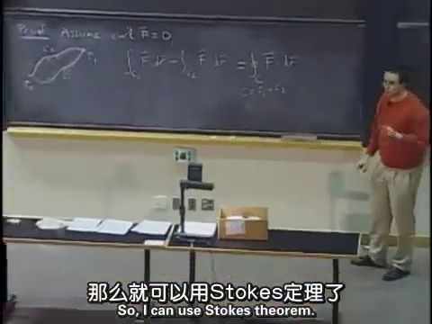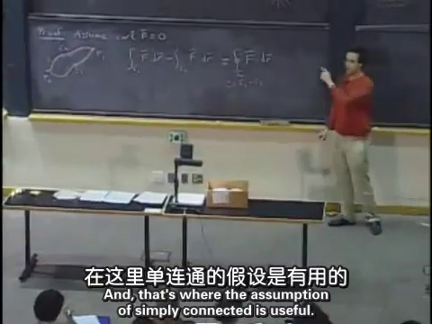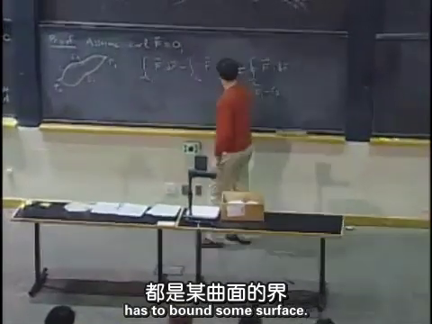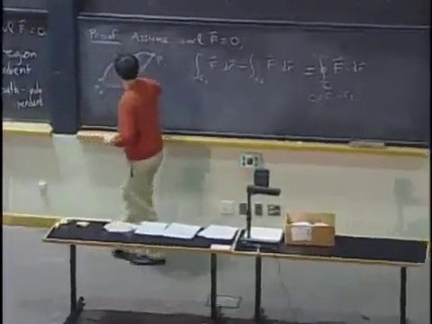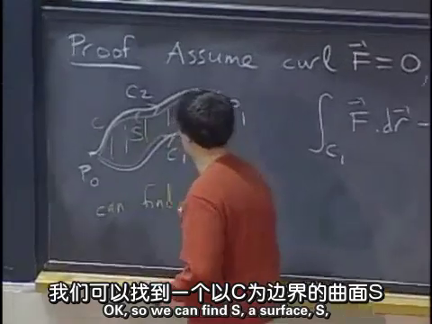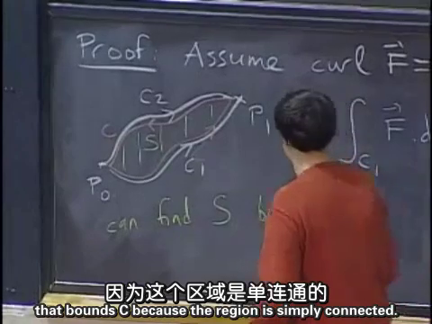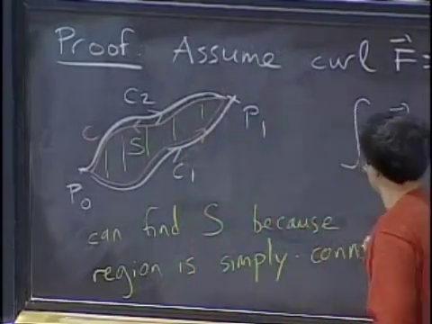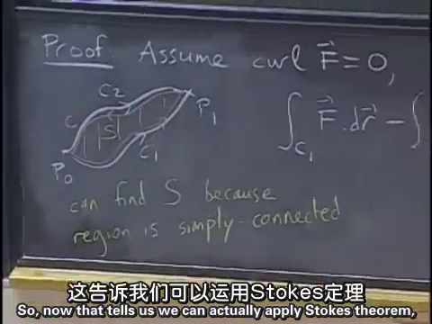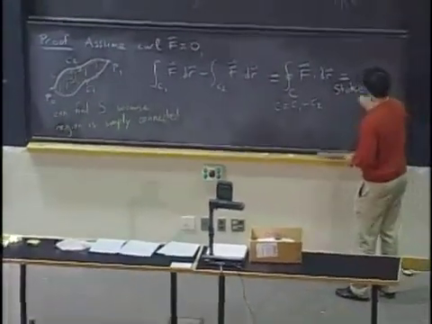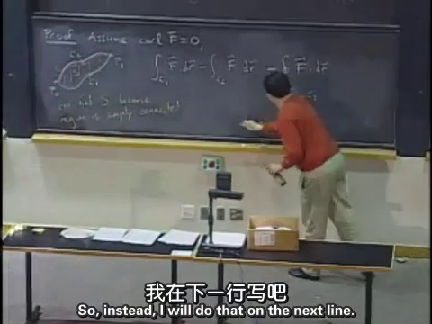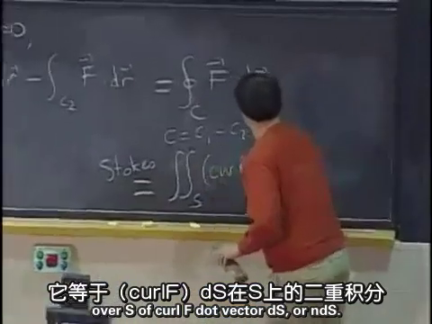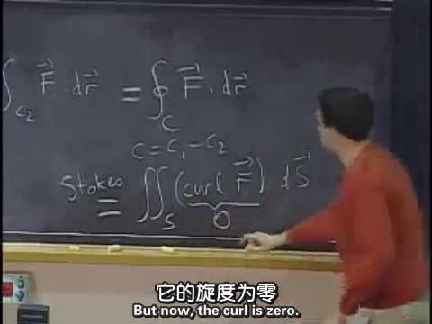So I can use Stokes' theorem. Well, to be able to use Stokes' theorem, I need actually to find a surface to apply it to. And that's where the assumption of simply connected is useful. I know in advance that any closed curve, so C in particular, has to bound some surface. So we can find a surface S that bounds C because the region is simply connected. So now that tells us we can actually apply Stokes' theorem. That's equal by Stokes to the double integral over S of curl F dot n dS. But now the curl is 0, so if I integrate 0, I will get 0.